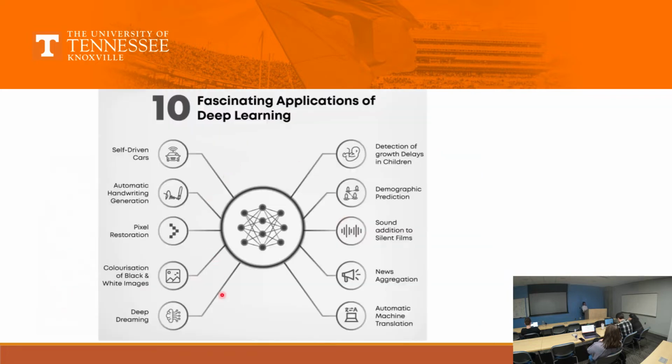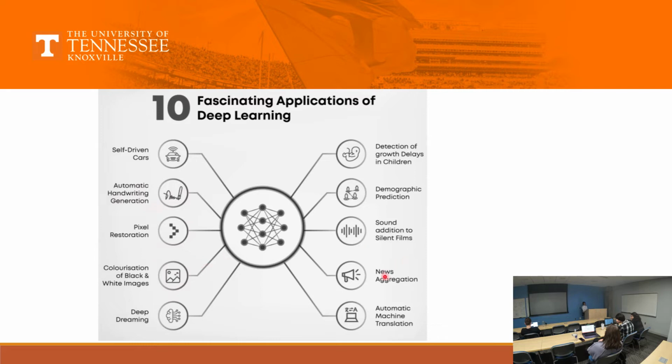Now, these are the classic applications of deep learning with these neurons. The idea is to tell you that even self-driving cars, which is very famous, and some labs in Oak Ridge are doing a lot of research on them, use deep learning. In automatic handwriting generation, we are using deep learning. In pixel restoration, we are doing deep learning, as I showed you in the examples of the images. Then in coloring of black and white images, we are using deep learning.